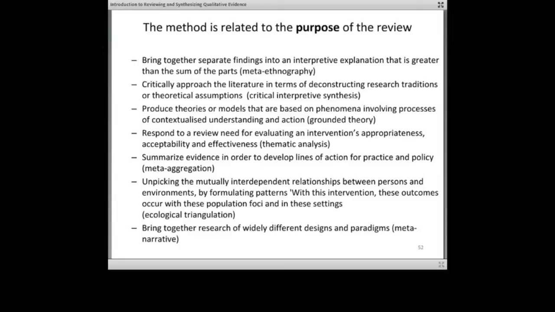So if you're interested in bringing together separate findings into some sort of interpretive explanation, you want to generate theory, you want to bring some newness, some holistic point of view, you can choose, for example, meta-ethnography. And I'm very sure that this type of approach will return in some of the other lectures. It's one of the most commonly used approaches. On the other end, if you critically approach the literature in terms of deconstructing research traditions or theoretical assumptions, if you want to critique the work of others, then critical interpretive synthesis would be something you should consider. Other reviewers like to produce theories or models that are based on their topic of interest and may involve, for example, interactive processes, contextualized understanding and action.